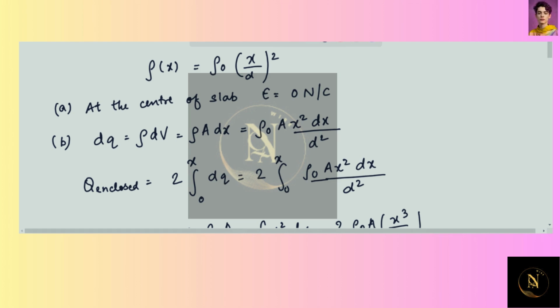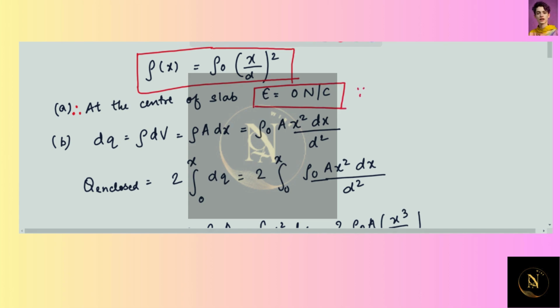So here we can say the charge density formula for any point x will be rho naught equals x by d square. That is why at the center of the slab E equals 0, because x is 0 here. So this whole equation becomes 0 and the charge density is 0, then E is also 0 here.